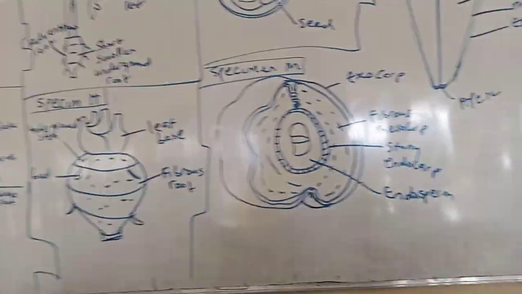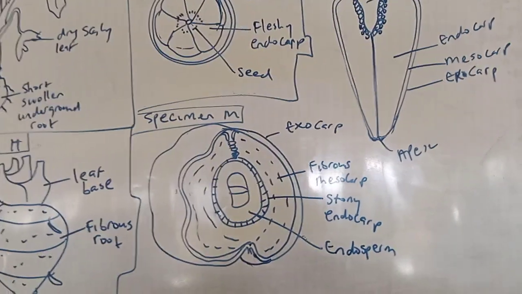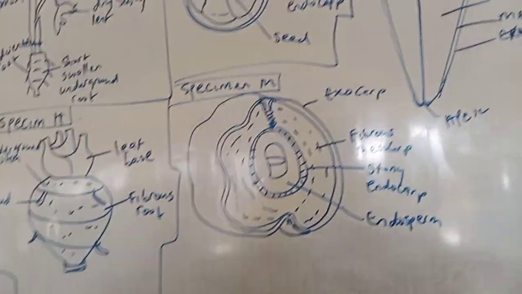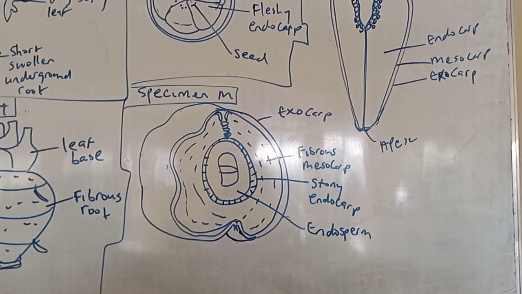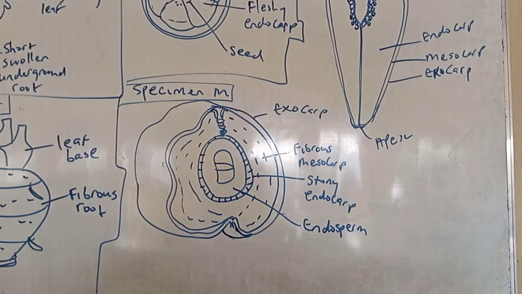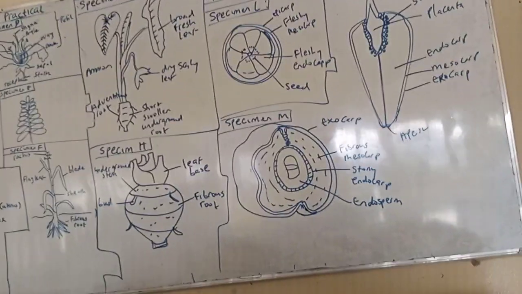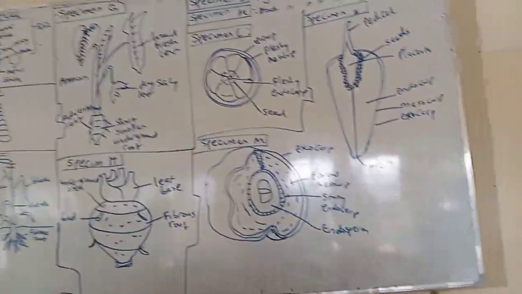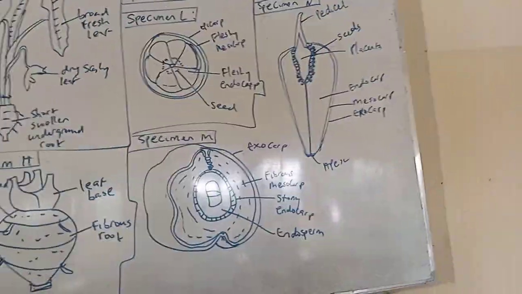So we go to specimen M now. Specimen M is the longitudinal section of a coconut fruit. I tried my best to draw it as best as possible, pardon me if it's looking awkward. In front of us we have the exocarp, the fibrous mesocarp, the stony endocarp, and the endosperm. Now I'm very sure that WAEC is going to ask you to compare, to differentiate between specimen L, the matured orange, and specimen M, the coconut. Yes, they're going to do that. So we're going to do that quickly.